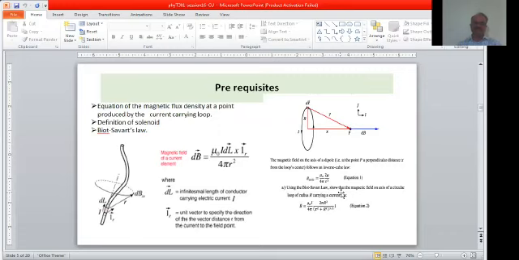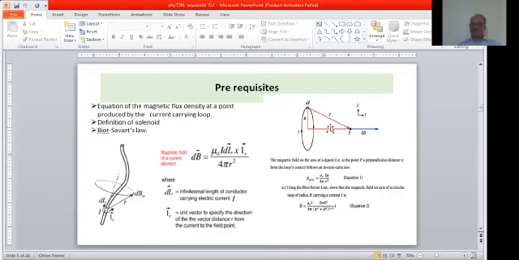And prerequisites: here we should know the equation of the magnetic flux density at a point produced by a current carrying loop. This present derivation depends on this result. So we should know first what is the expression for the magnetic field produced by a coil carrying current.